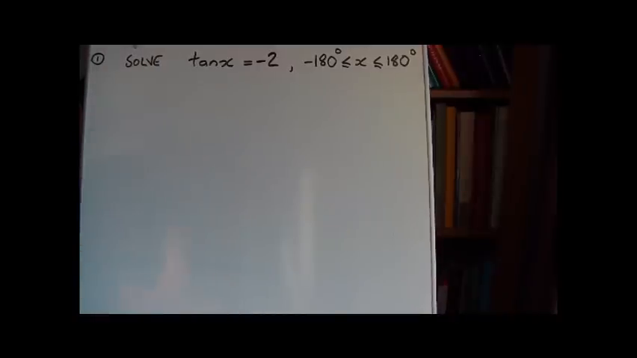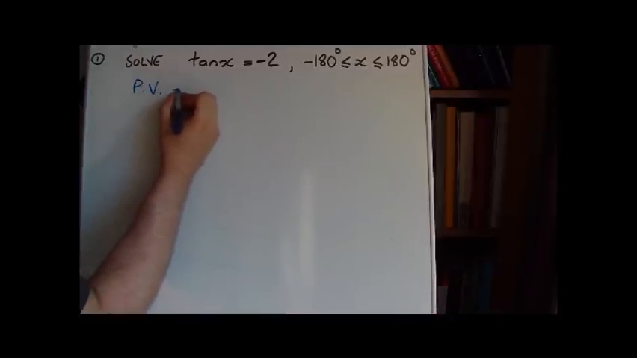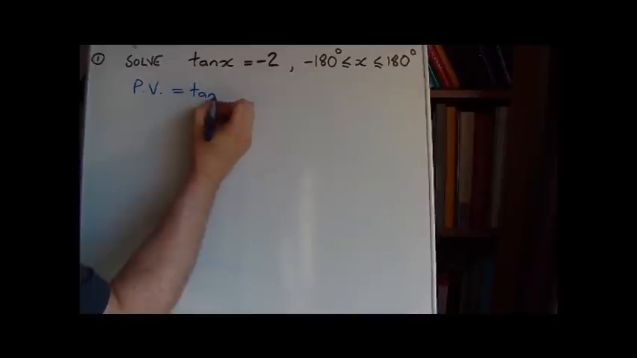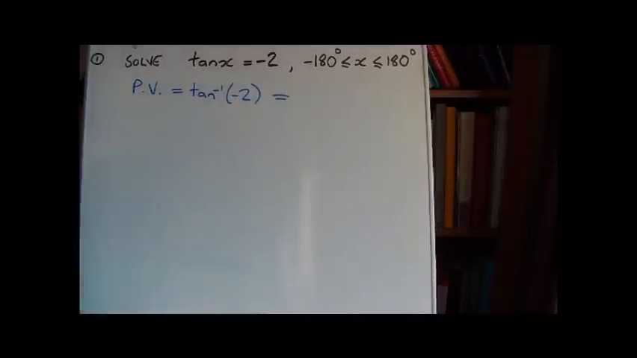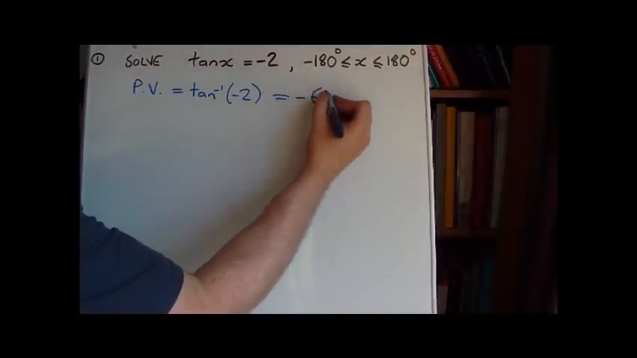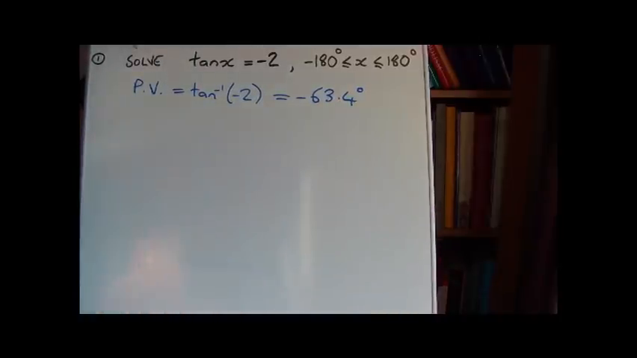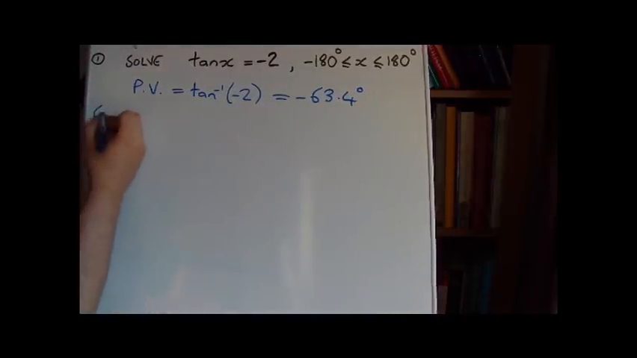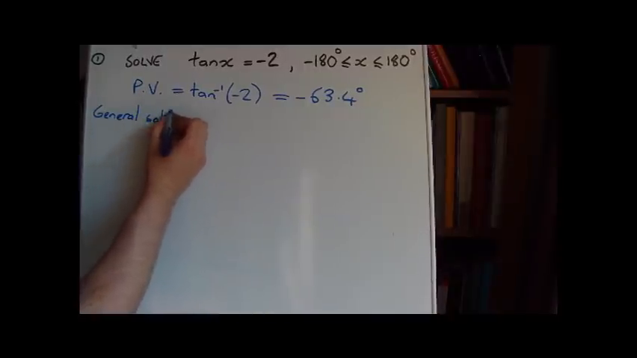The first thing we need to calculate in this kind of problem is the principal value. The principal value is the inverse tan function of -2. We're not going to get the exact answer here, so let's just work to one decimal place. So my calculator tells me that it's -63.4 degrees. The general solution for tangent is given as follows.